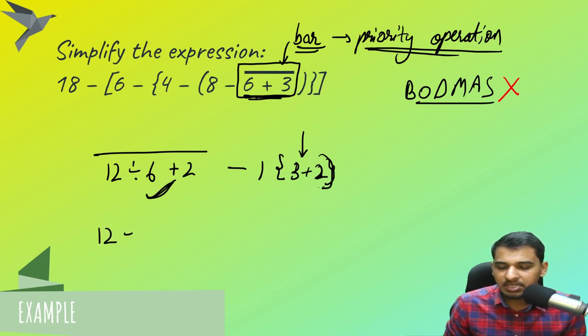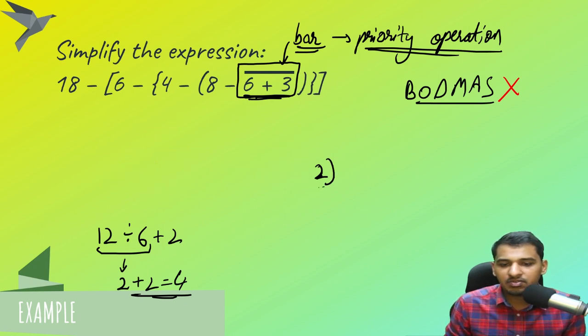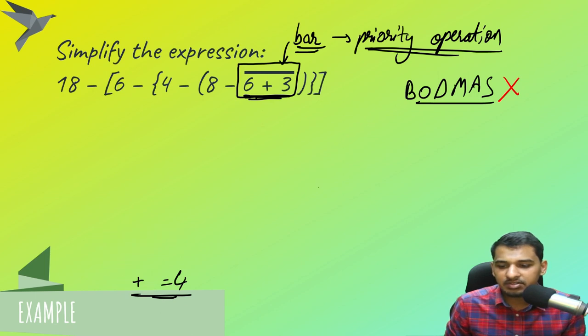So what has been written inside this bar? 12 divided by 6 plus 2. Applying the BODMAS rule, we will do division first. 12 divided by 6 is 2, and then 2 plus 2 is 4. After this bar has been solved, I will solve further. So this bar is nothing but a priority operation in which you perform the operations inside the bar first. Since this is a priority operation, it has been written 6 plus 3 bar.